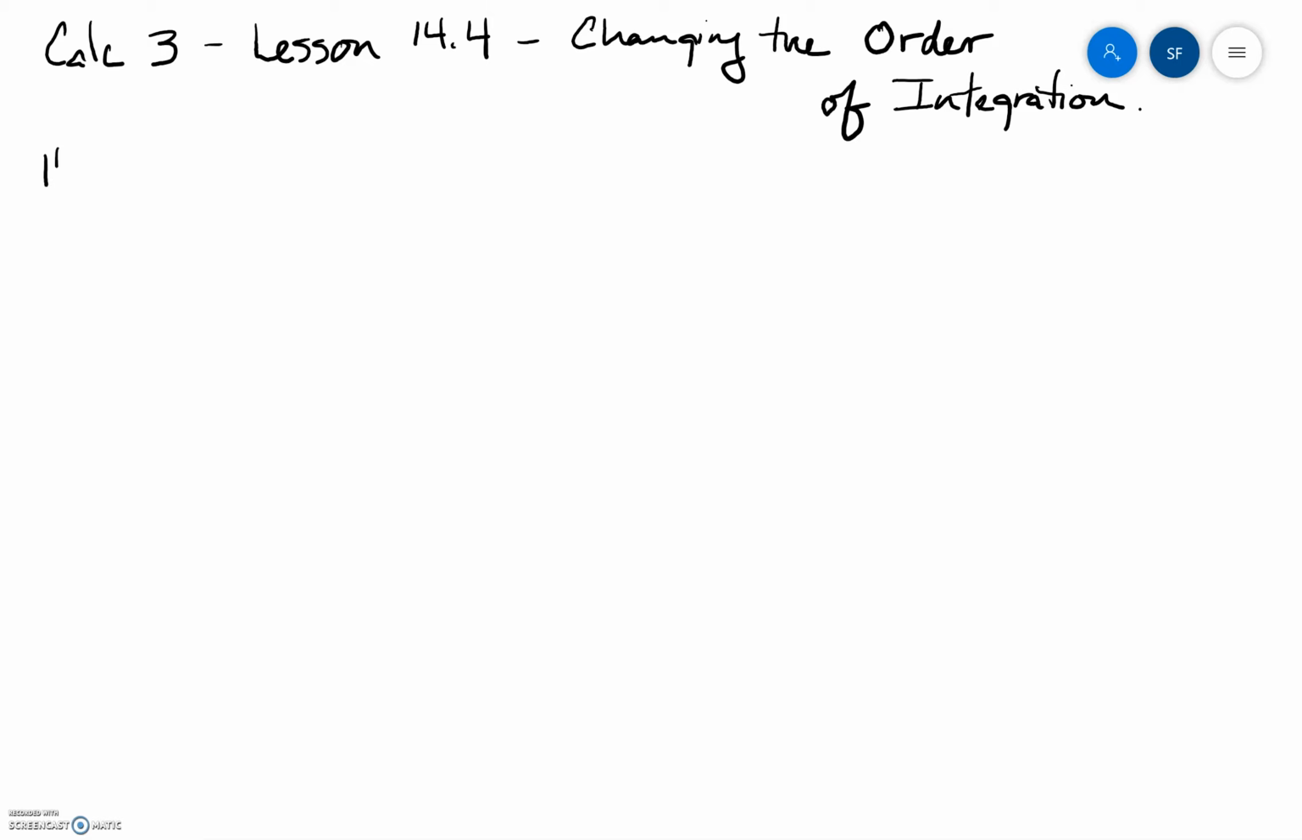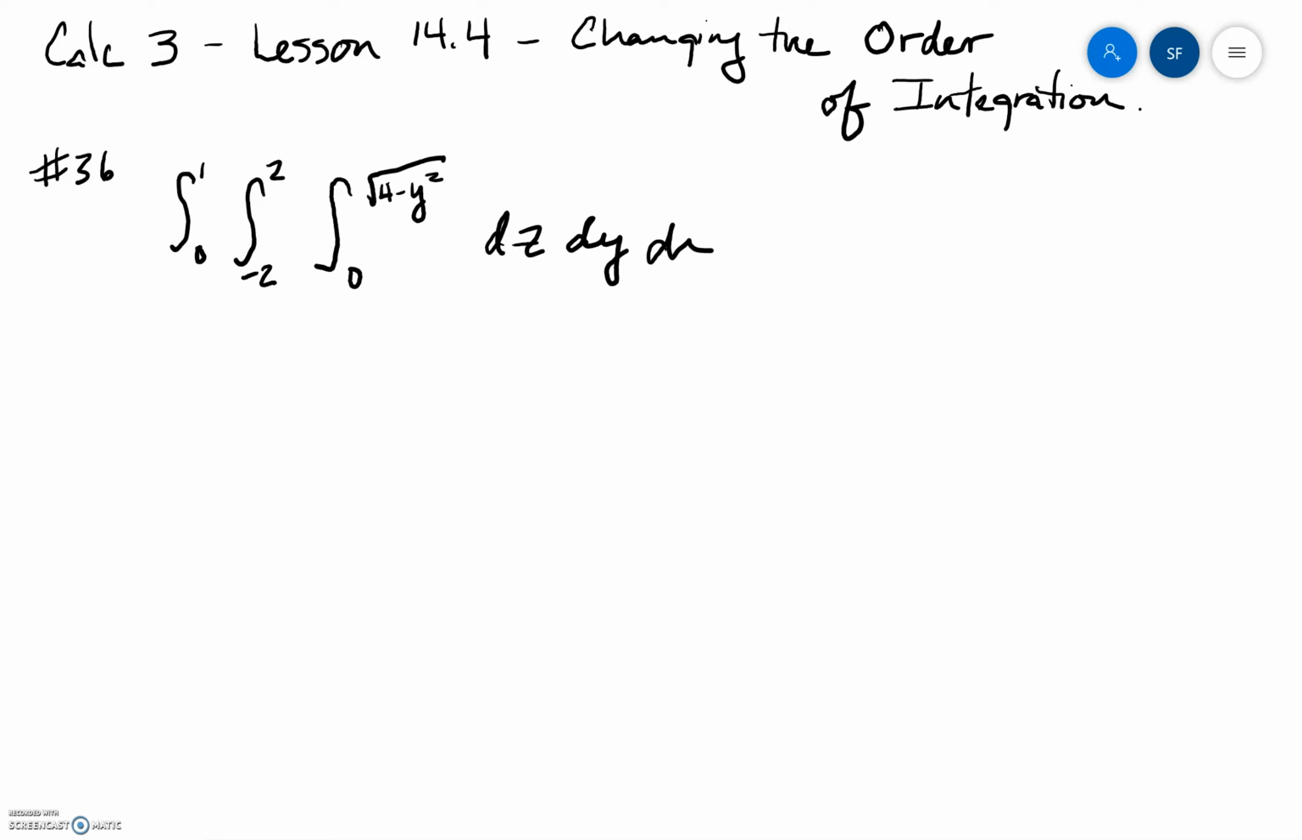So I'm going to do, out of your book, number 36, and it is the triple integral from 0 to 1, and the second integral from -2 to 2, and the third integral from 0 to the square root of 4 minus y squared, dz dy dx. And they want to change the order of integration to dy dz dx.